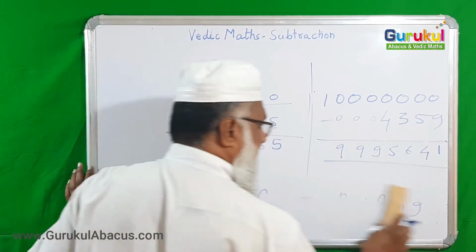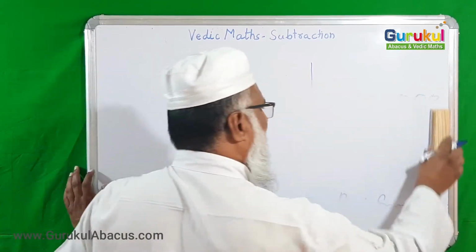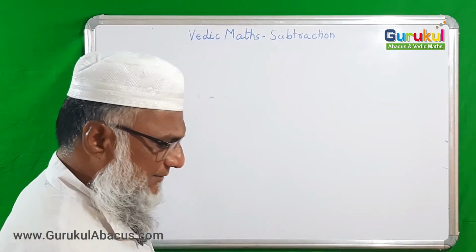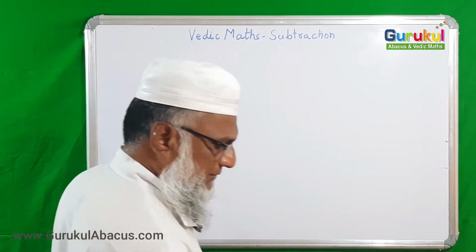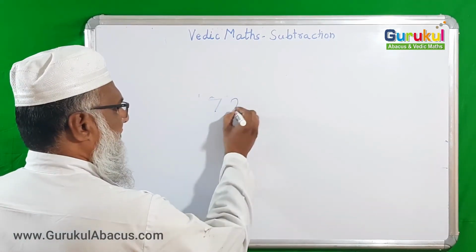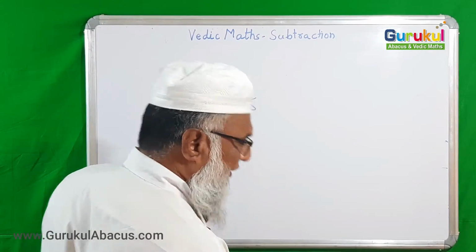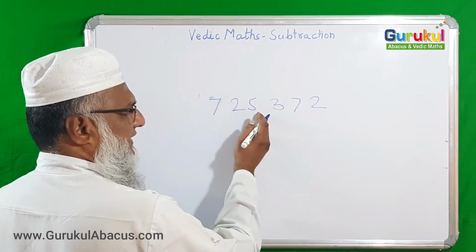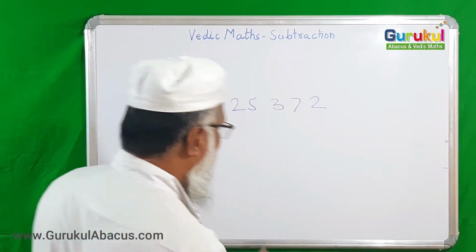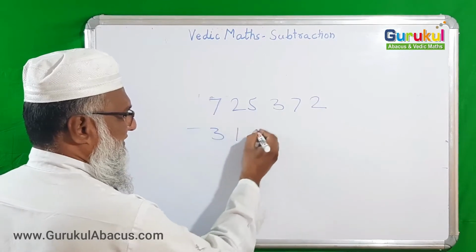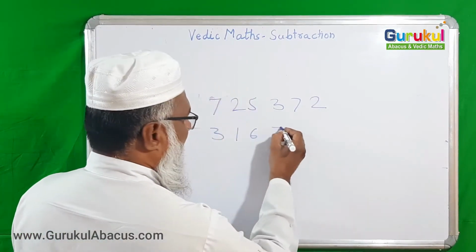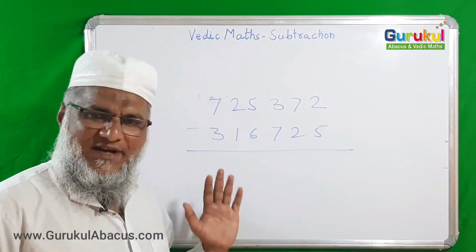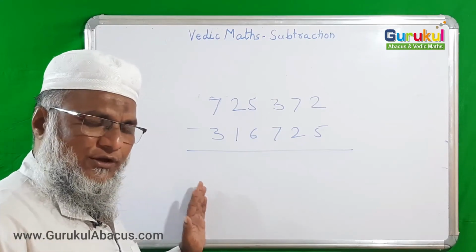But suppose such numbers are not there, and both are normal numbers. In this situation, what to do? Here is also a very simple method that I am going to tell you now. Suppose our example is 7,25,372, this is our first number, minus 3,16,725. Here also in the subtraction we will start solving from left to right.